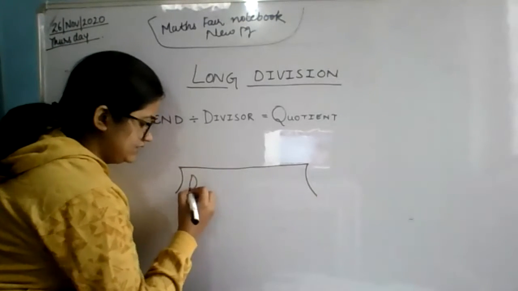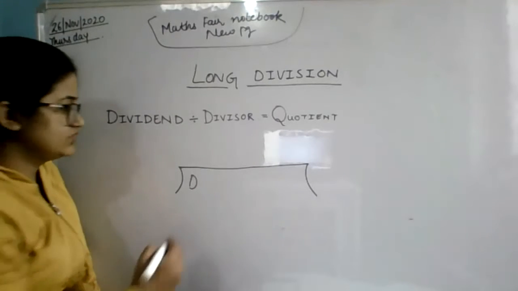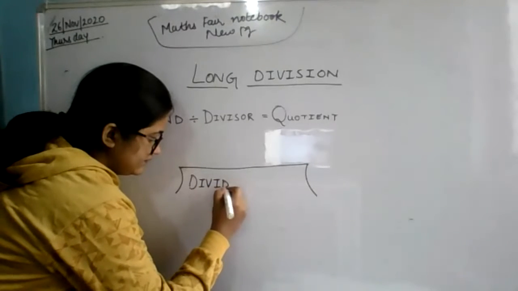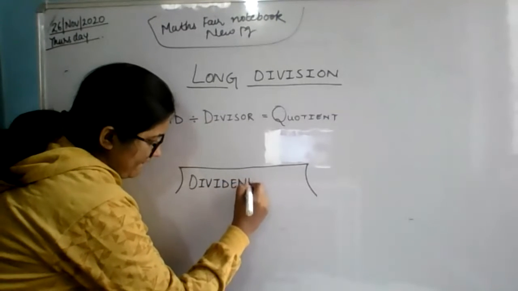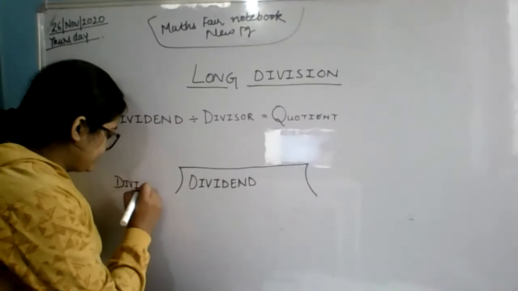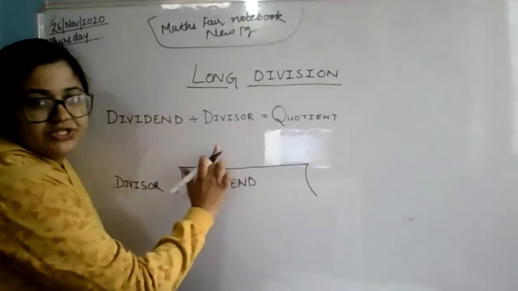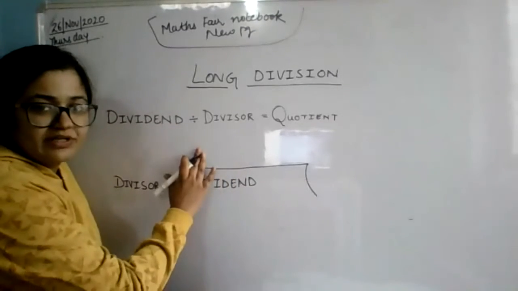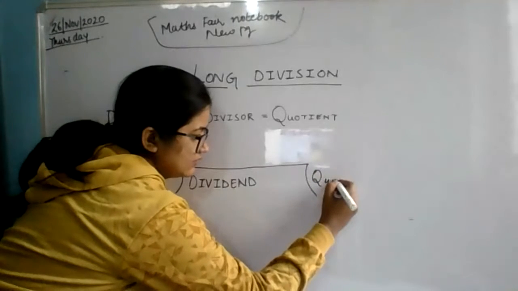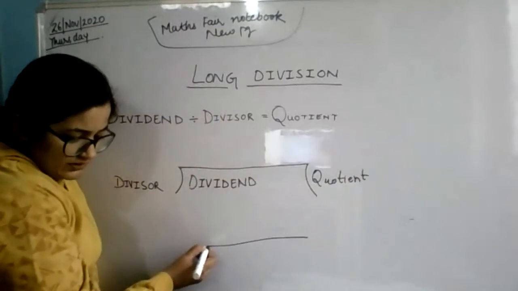You are going to make it like this. Here you will write dividend. This will be dividend. Here it will be divisor. And here it will be quotient. You can write quotient here or here, both are correct. You can write quotient anywhere. And at the last you will write remainder here.